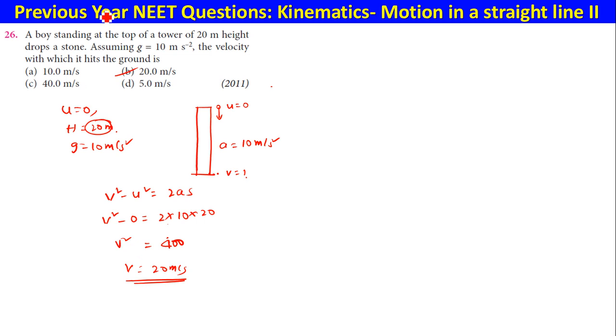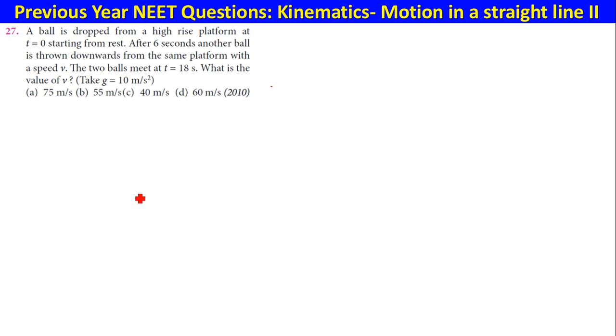B. Very good. Next, a ball is dropped from a high rise platform at t is equal to 0, from rest. So rest means u is equal to 0. Now after 6 seconds another ball is thrown downwards. This time after t is equal to 6 seconds, another ball is thrown from the same platform with speed v. Now the initial velocity is v.